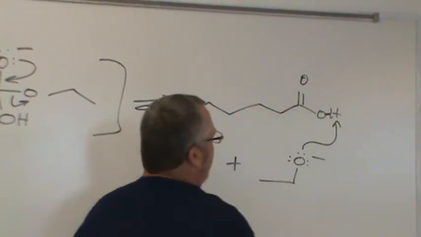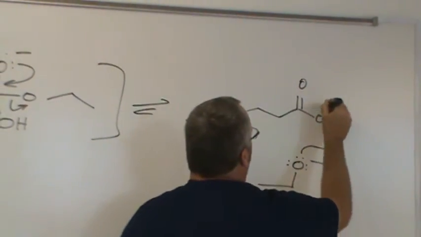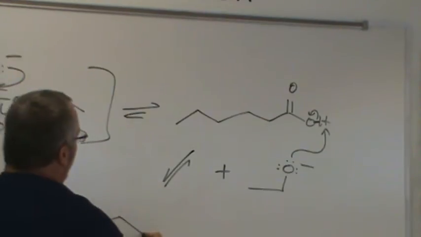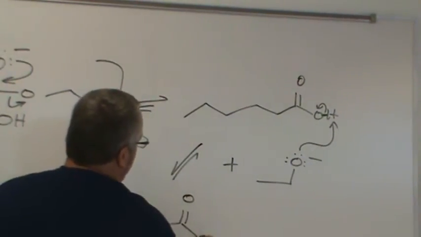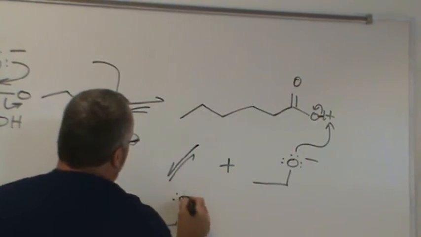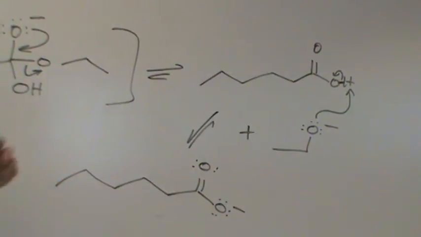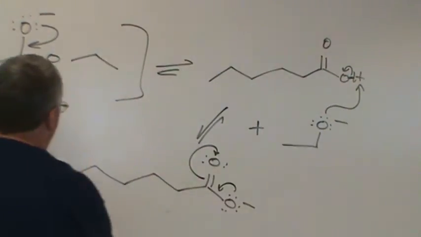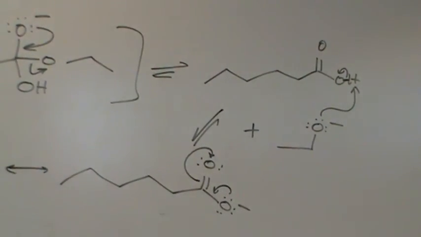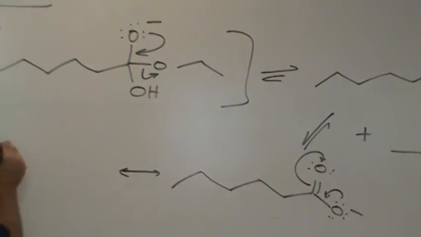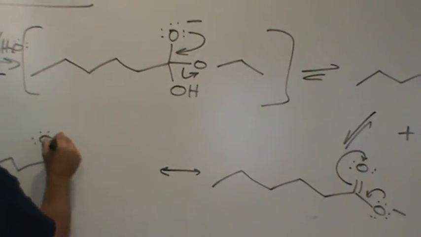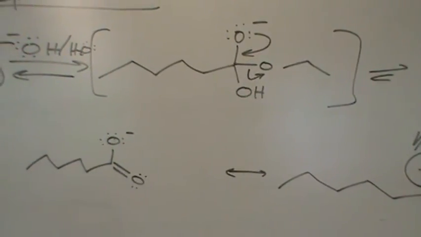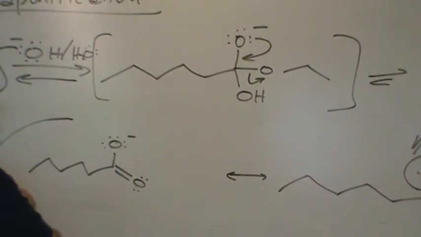Anything basic, including the ethoxide you just made, or more of that hydroxide which is present in excess, is going to pull off the acidic proton to give you this carboxylate anion, which is actually resonance delocalized. And it is this resonance delocalized carboxylate anion which can be soap.